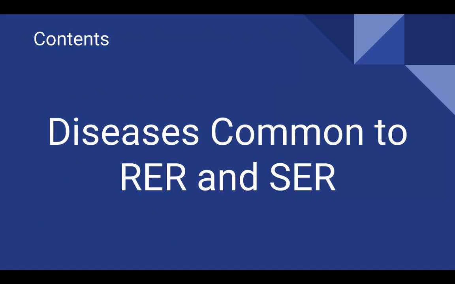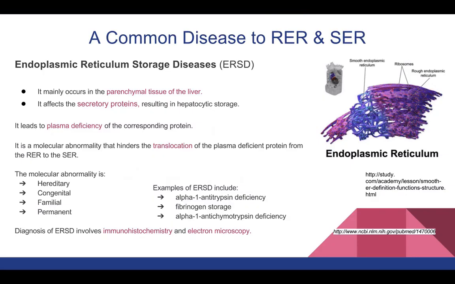Next, we will look at diseases common in both the rough endoplasmic reticulum and the smooth endoplasmic reticulum. Endoplasmic reticulum storage diseases, or ERSD, are a family of diseases that affect both the rough and the smooth ER. It mainly occurs in the parenchymal tissues of the liver and is a congenital disorder affecting the secretory proteins, resulting in hepatocytic storage. This leads to plasma deficiency of the corresponding protein due to molecular abnormality that hinders the translocation of the plasma deficient protein from the RER to the SER.